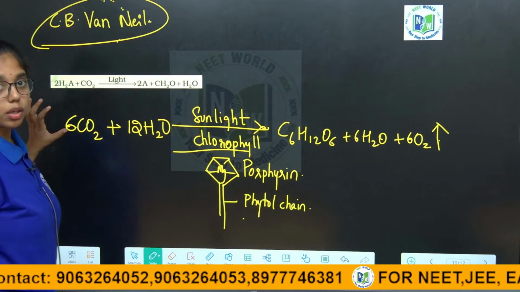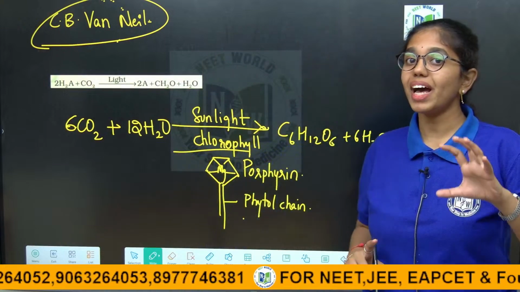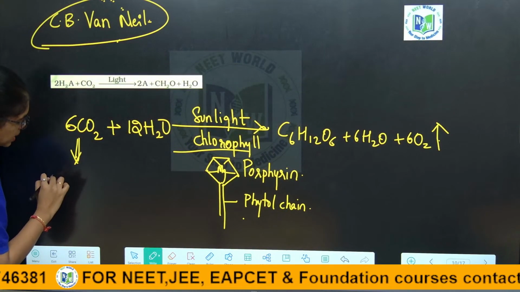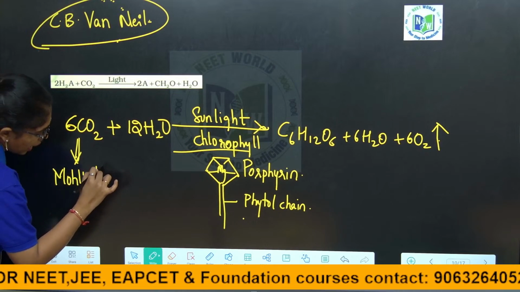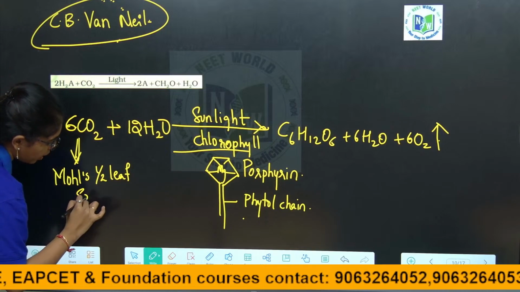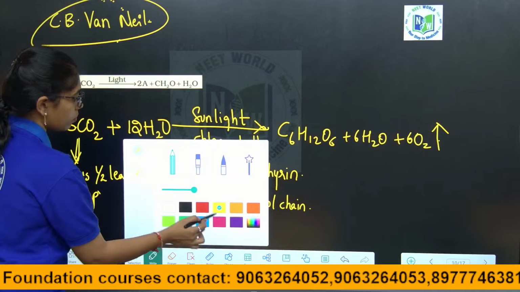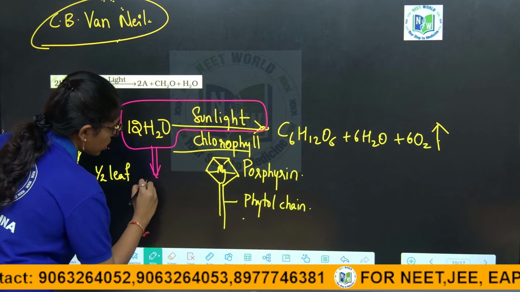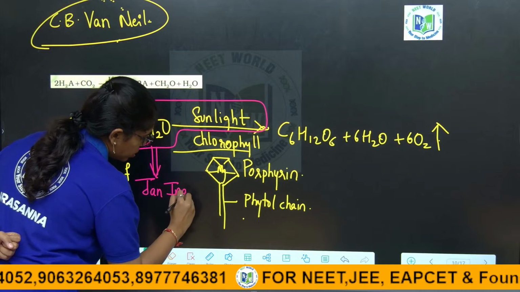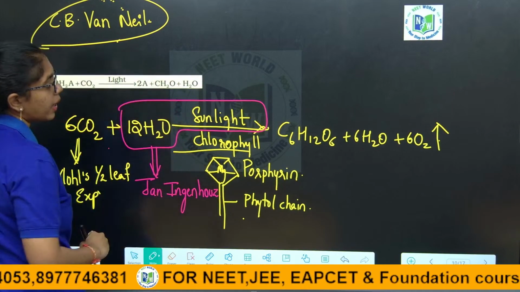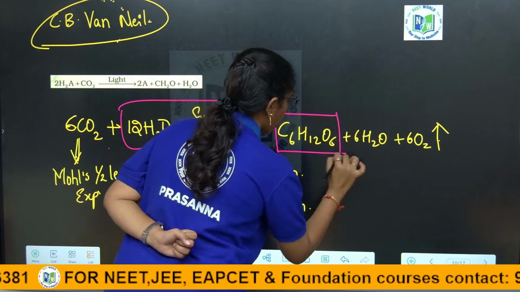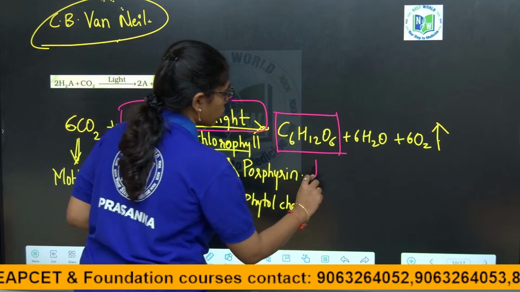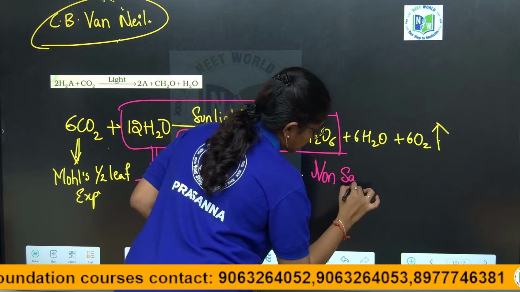Now most of the time we get match the following or statement based questions from the early experiments of this chapter. Carbon dioxide is essential for photosynthesis, as said by Moll's half leaf experiment. Water and sunlight are essential for photosynthesis, said by Jan Ingenhousz. Glucose is formed as a product of photosynthesis, said by von Sachs.